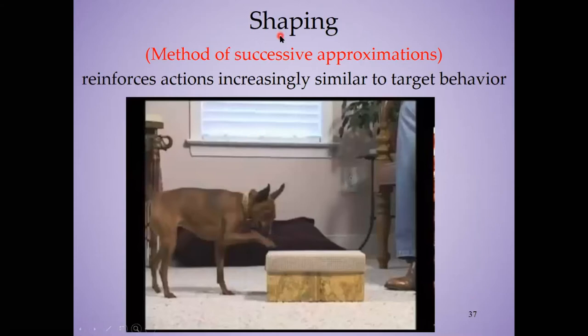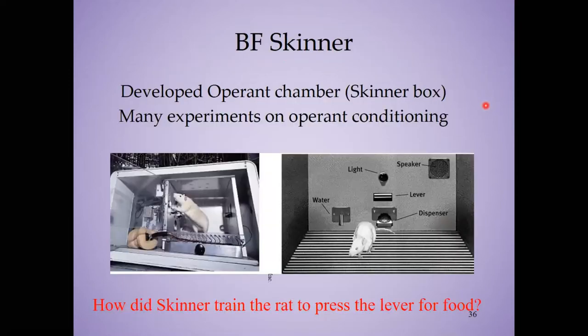So he devised a technique to enable the rat to learn this that has become known as shaping. Shaping then is a technique by which the trainer reinforces actions that are increasingly similar to the target behavior. So each time the animal masters one element of the target behavior, then the level of difficulty is stepped up to the next level. So how did Skinner do this with a rat in the operant chamber?